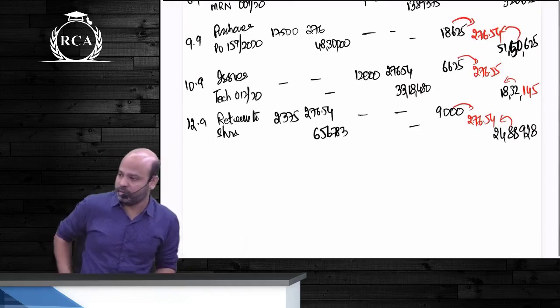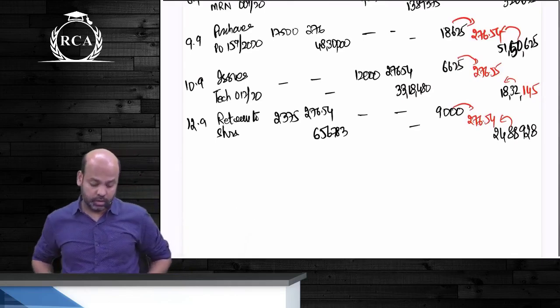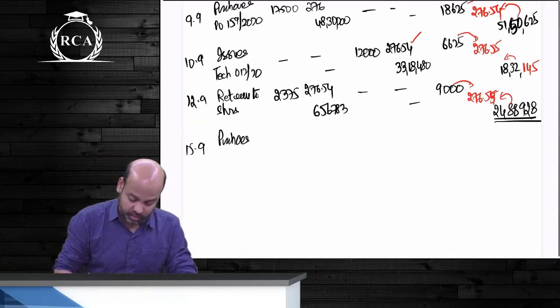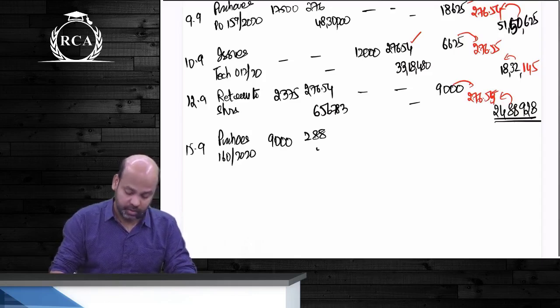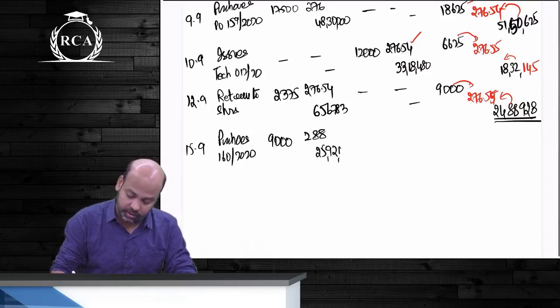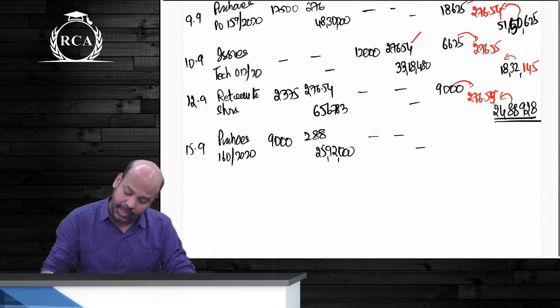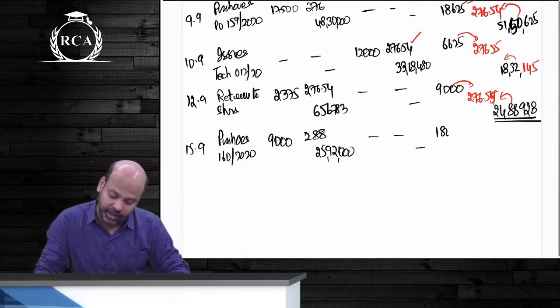276.54 guys. Units beta. 160/2020. How many units? 9,000 units purchased at 288. How much will this be beta? 25,92,000. You will add 9,000 and 9,000 beta. You will have 18,000 units.